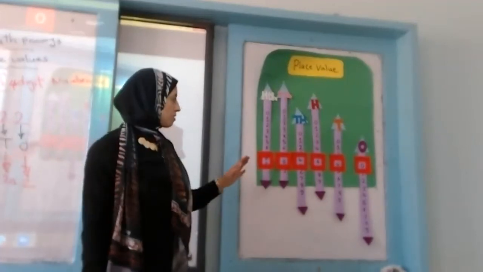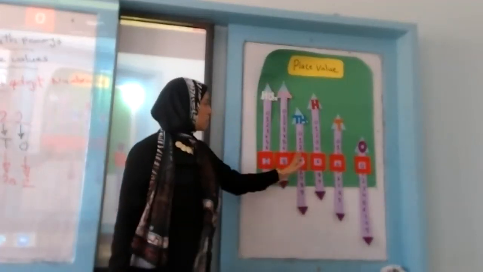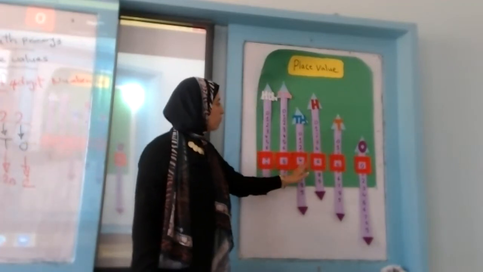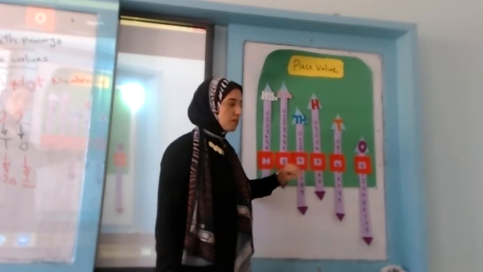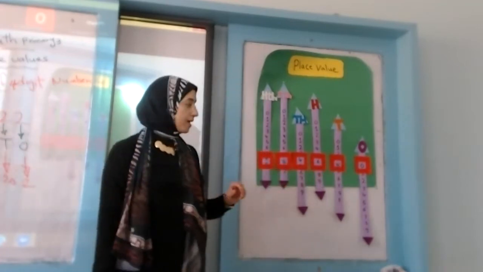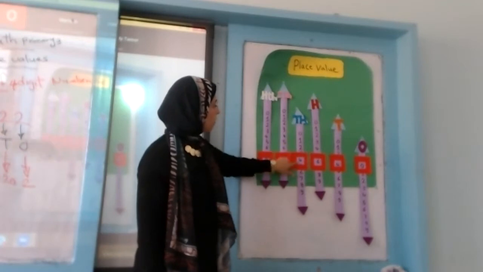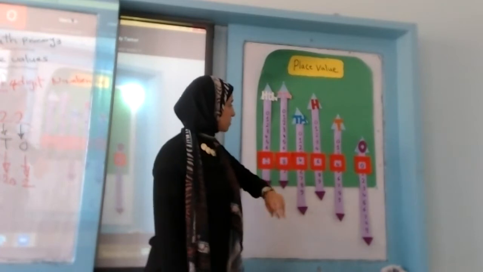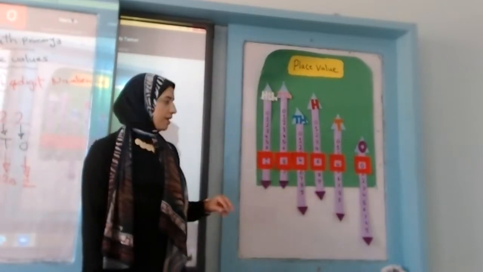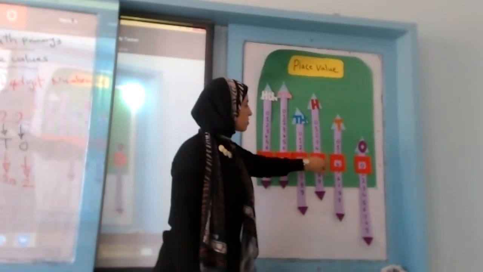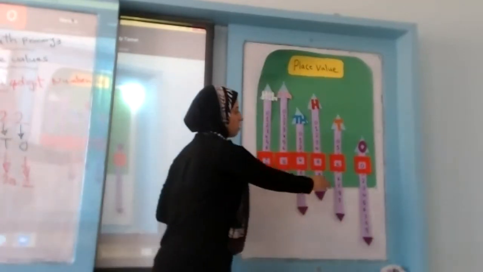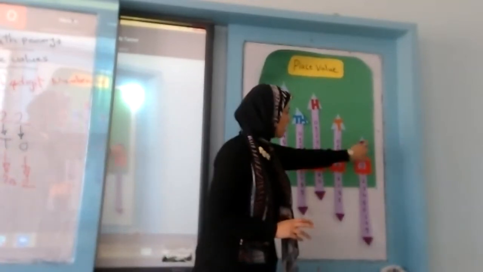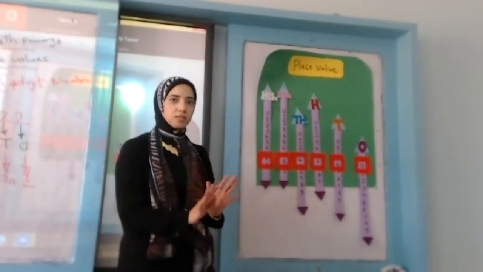How can I read the number from left to right? I have a four digit number. The first number from the left is 4,000, 600, and 40. Again, how to read this number? I have 4 in the thousands place, 4,000, 600, 40. I have a zero in the one's place, so the value is zero.